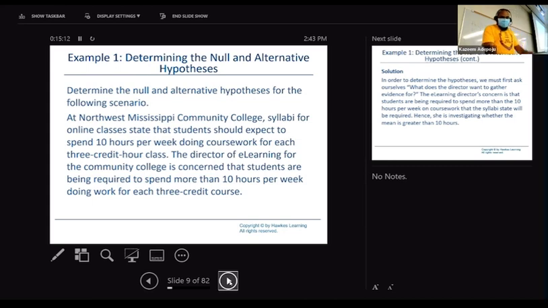Determine the null and the alternative hypothesis for the following scenarios. At Northwest Mississippi Community College, the syllabus for online courses states that students should expect to spend 10 hours per week doing coursework for each 3 credit hour class. The director of e-learning for the community college is concerned that the students are being required to spend more than 10 hours per week. More than 10 hours, that would be a greater than sign. Where are you going to have a greater than sign? You're going to have a greater than sign as the alternative.